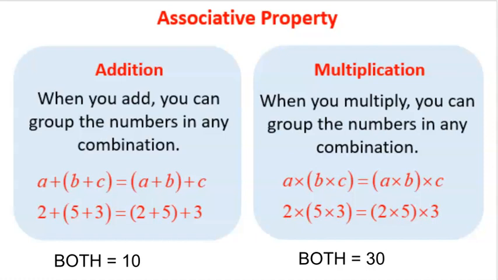The associative property is very similar. It just states that when you add, you can group the numbers in any combination. And there's an example on the screen. In both of those examples, they add up to 10. As well as multiplication, it follows the same rules. You can group them in any order.